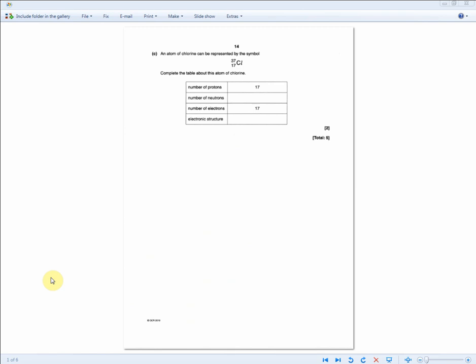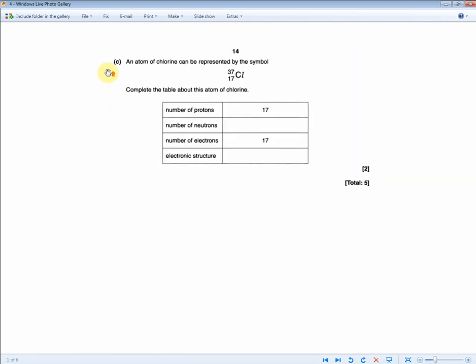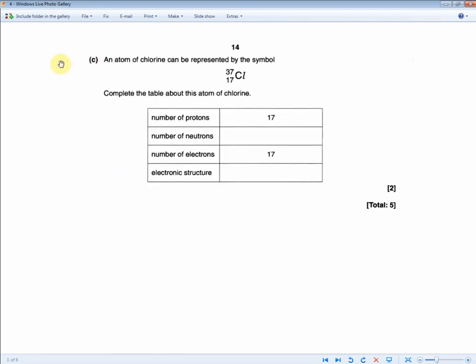So the next question is a nice easy two marks question where you're asked to fill in the gaps, two gaps to fill in for two marks, so each gap representing one mark. So the question reads, an atom of chlorine can be represented by the symbol as shown, so this is chlorine 37. Complete the table about this atom of chlorine. So you're told the number of protons, which is 17, and the number of electrons, which is 17, but you're being asked to fill in the number of neutrons and the electronic structure.